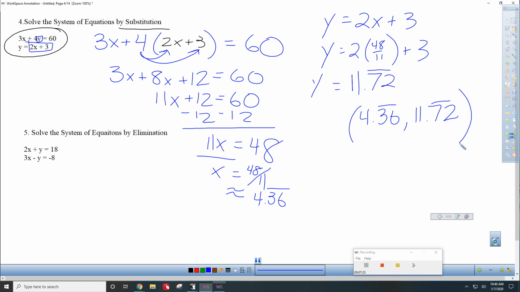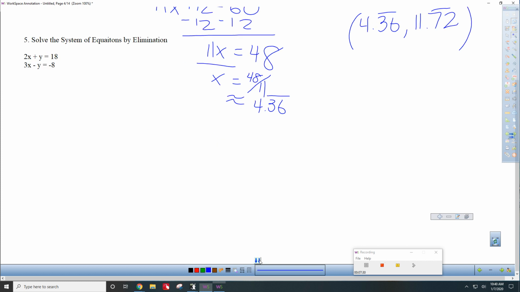All right, now this one has different directions. It says solve this system of equations using elimination. Notice this one sets up very nicely for elimination. If I add these two equations together, what's 2x plus 3x? What's 1y plus negative 1y? 0y, which is gone. 0 times anything is 0. So that eliminates the y's. That's what we're trying to do.